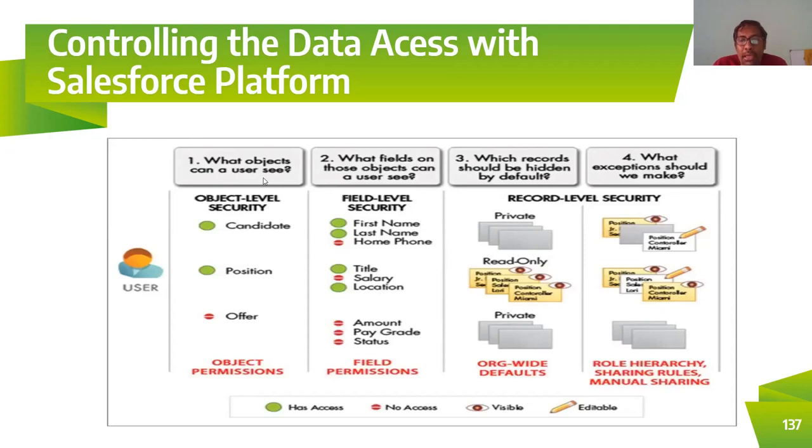So this is going to be the second type. Whereas coming to the third type, which record should be hidden by default? By default, which record has to be hidden? That is where record-wide security comes in, when we want to hide a particular record so that others should not see it.